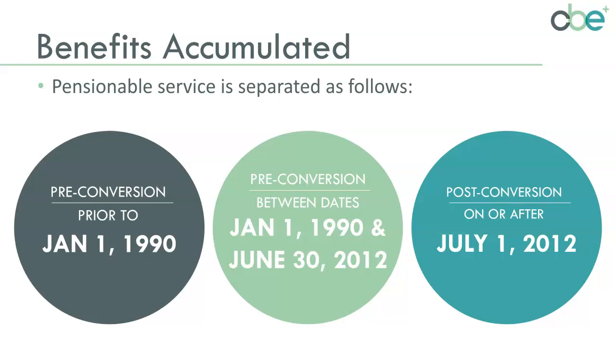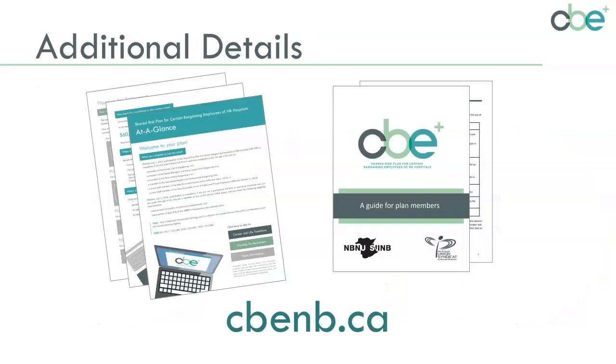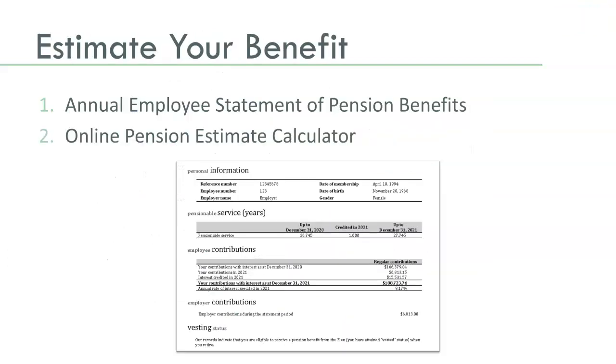The formulas for each period vary slightly. Since it's very common for members to have contributed during 2 or 3 of these periods, calculations are carried out for each period and totaled together to provide one full monthly pension. If you're interested to know the formulas for how these different periods are calculated, please refer to either your plan's at-a-glance document or plan member booklet available at cbenb.ca.